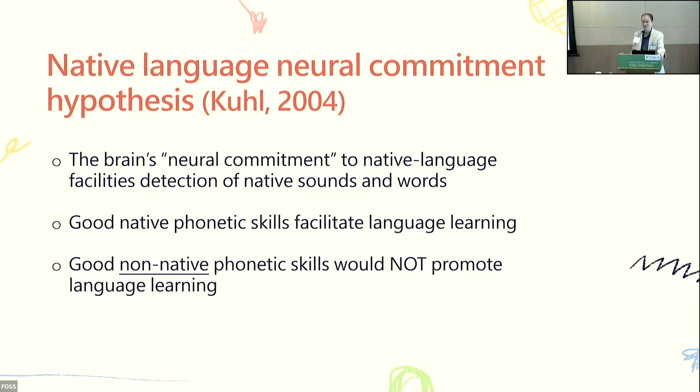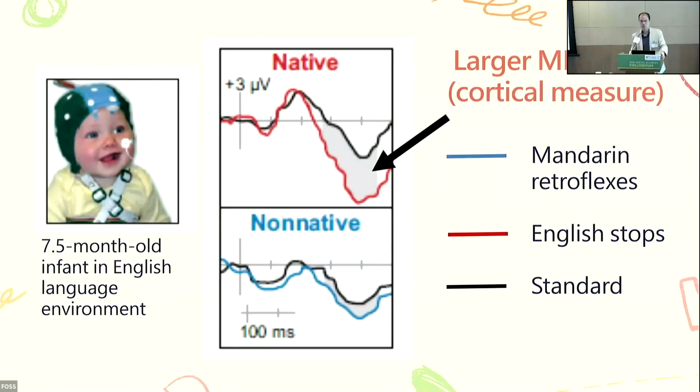Okay, and they have some data from a while ago. So this is a 7.5. In this study, they looked at 7.5-month-old infants in an English learning environment. They used a cortical paradigm called MMN. For those of you who know what that is, it's just a brain paradigm. They presented English sounds to these babies, a bunch of English speech sounds, and then some Mandarin speech sounds. Mandarin is non-native, English is native.